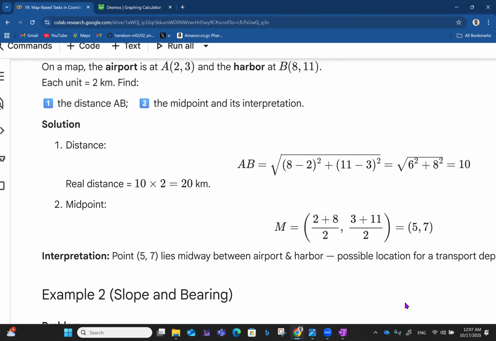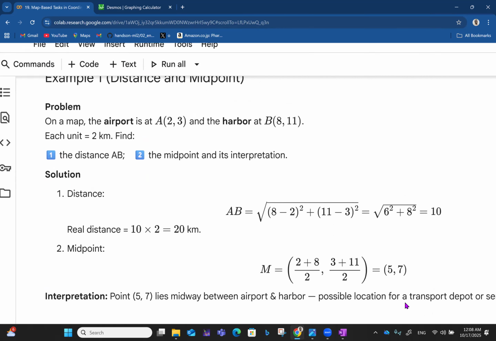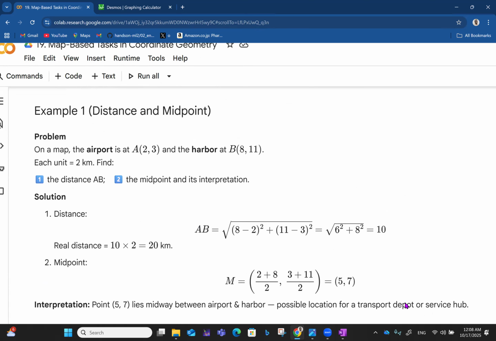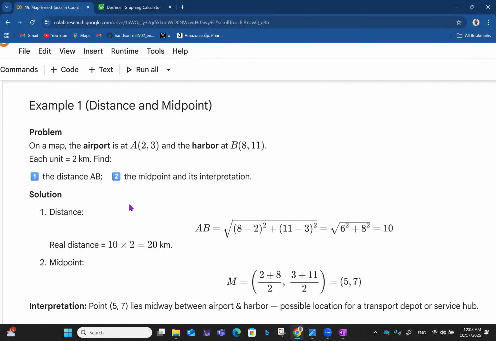Let's look at example one, where we have distance and midpoint. The problem is this: on a map, the airport is at A (2, 3) and the harbor is at B (8, 11). So you're talking about the coordinate system, right? Each unit is equal to 2 kilometers. Then you want to find the distance AB, the midpoint, and its interpretation.